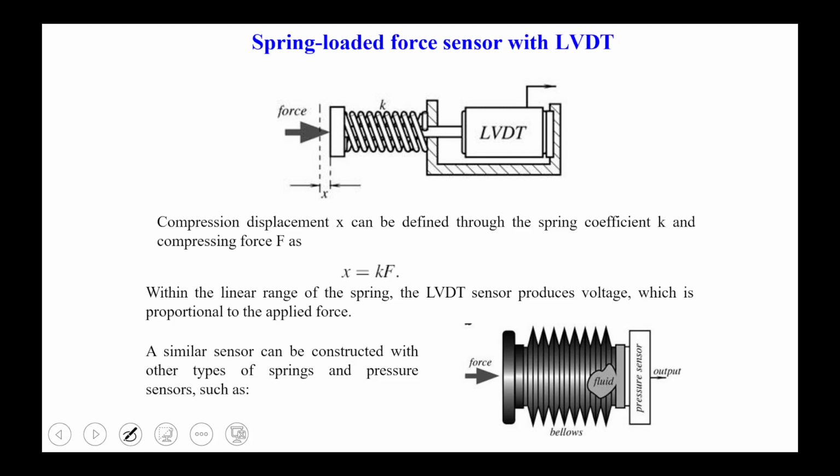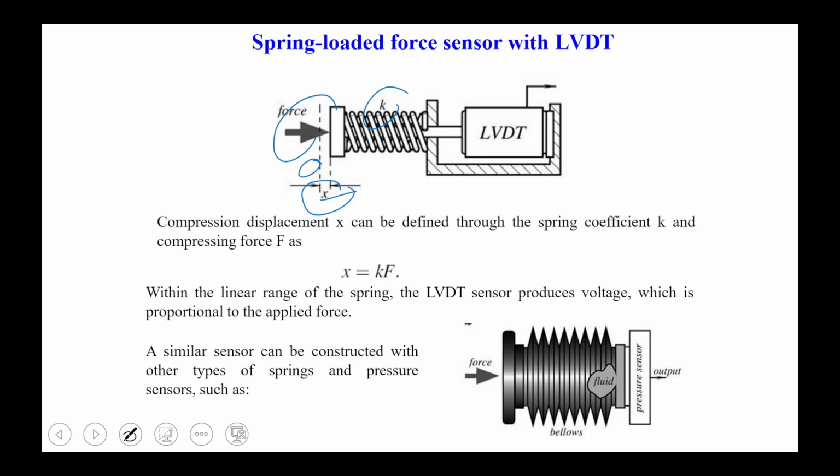So this is the spring loaded force sensor with the LVDT diagram. This is the force we have to apply, and this is the spring constant of the material that we have to press. This shows the change in displacement or distance: initially the spring is at its original position, and when we apply the press force on the spring, it will move in that direction.